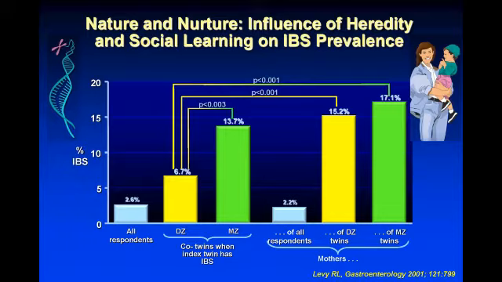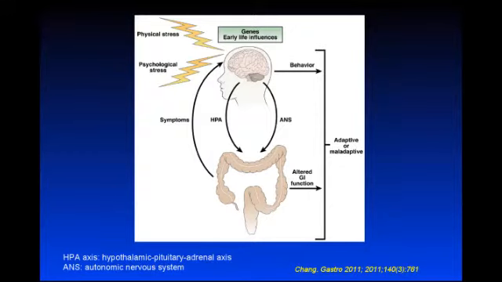So it's always that interaction between nature and nurture, and that's what I also try to assess when I see patients. This is just to kind of put together that you can have stressors and dysregulation of your brain-gut axis, and it could lead to changes in GI function.